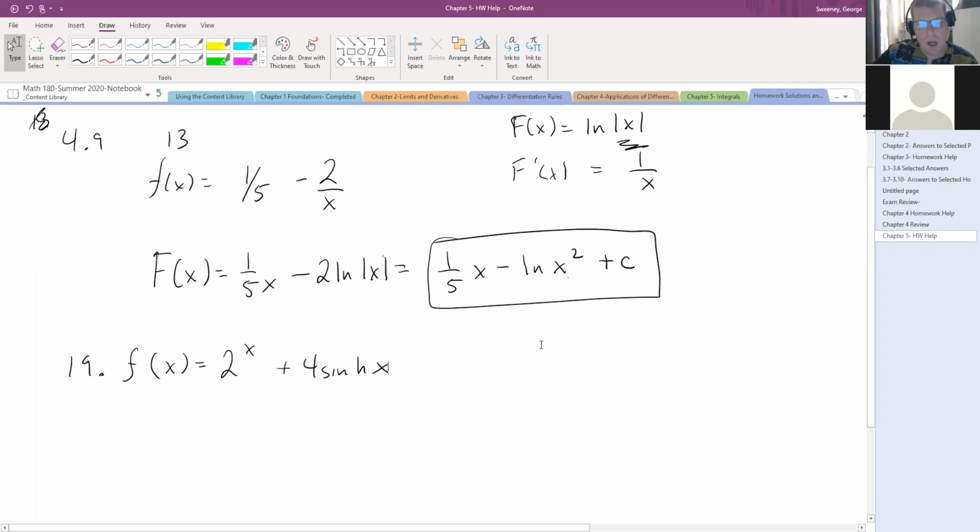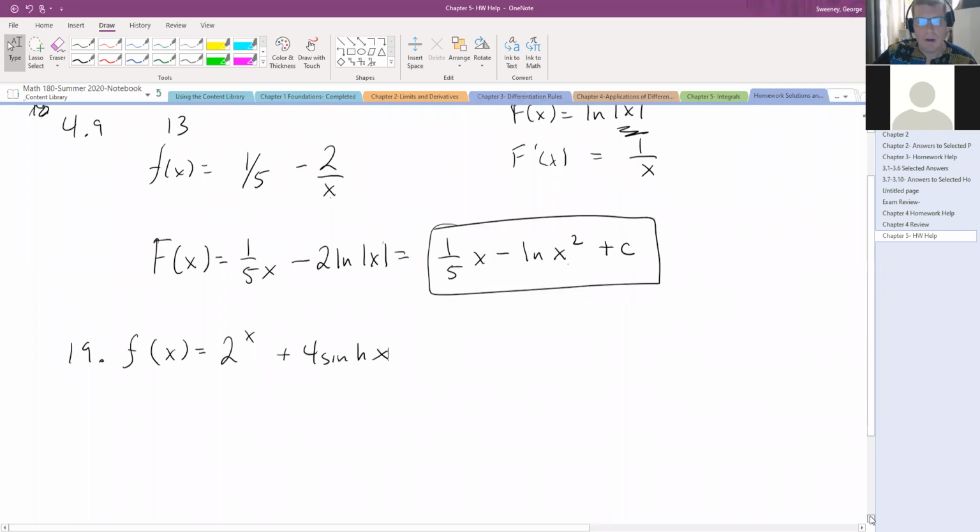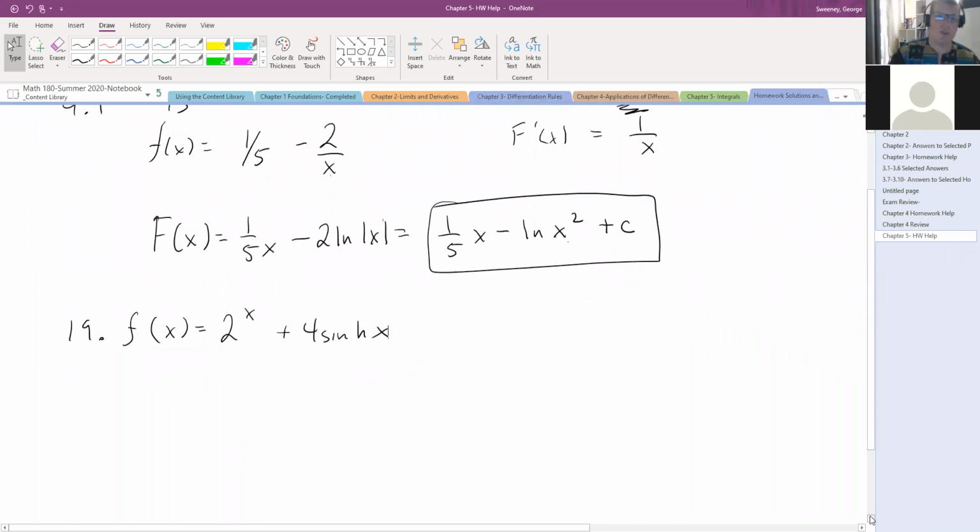Okay, so now we've got f of x equals 2 to the x plus 4 sinh of x. And the thing is that I can just go inside of my book. I can go in and take a look at the table on page 352. Okay, the first one, 2 to the x.